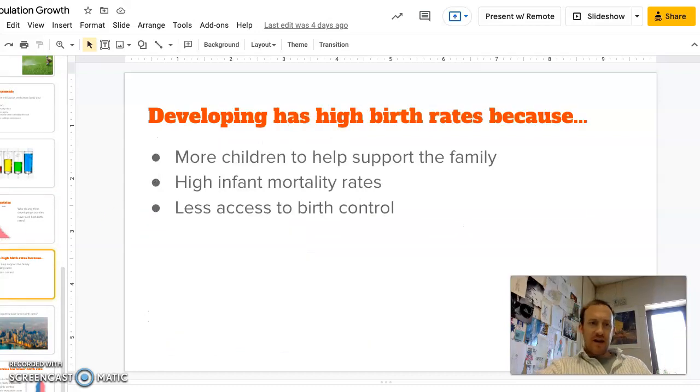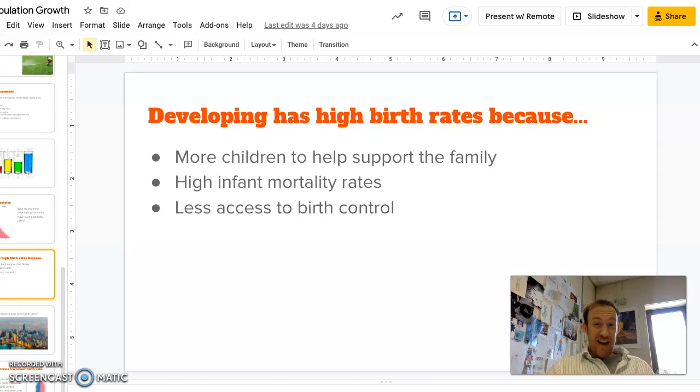First one is developing countries, remember, they have more jobs in the primary level of industry. So you're going to have a lot of people that make their living through farming. You're going to be growing as much food as you can, but it might not be more than you can really use to feed your family. If you're lucky, you have a bit to sell at the market. So if you have more children, you actually have more people to help you out on the farm, and that can help you be more successful overall.